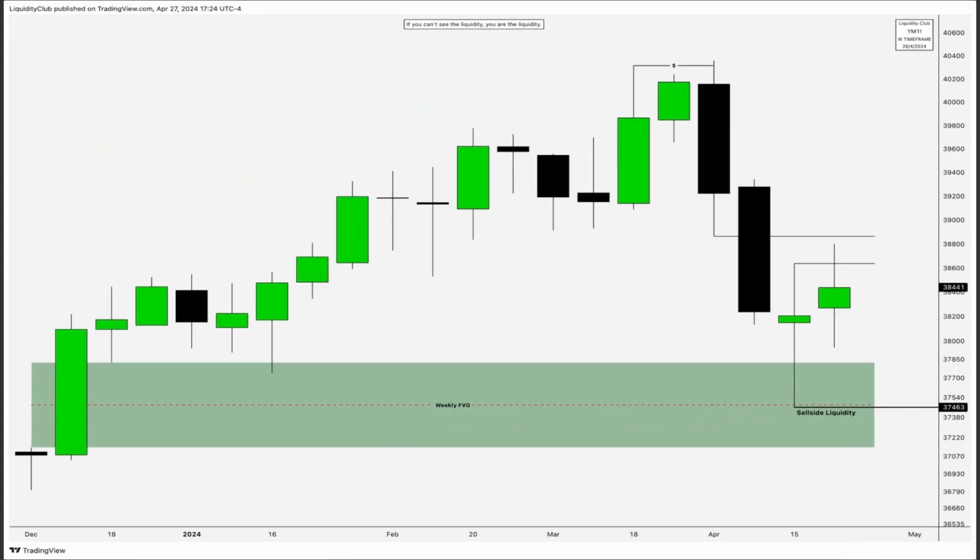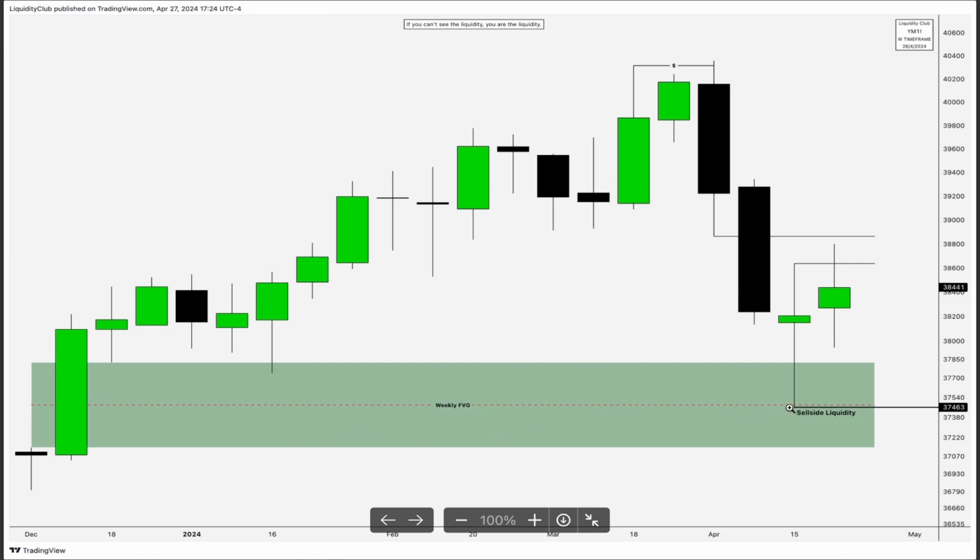Going to Dow, here I'm viewing the continuous contract and the weekly time frame chart. You can see Dow has filled a fair value gap. As you can see, it didn't completely fill it and then it has retraced down lower. Now my next target would be this sell side liquidity and the low of that fair value gap.